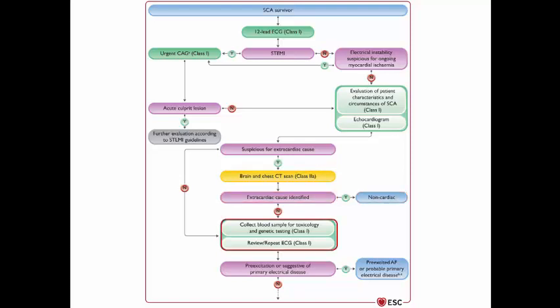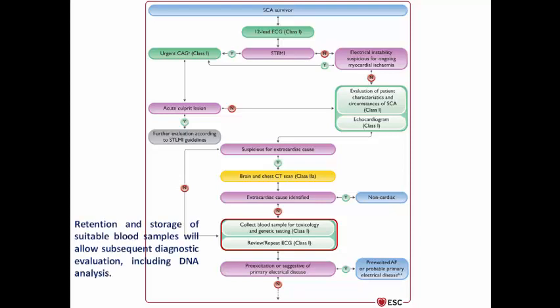If there is no extra cardiac cause, collect blood samples for toxicology and genetic testing, and repeat and follow up the ECG. We need retention and storage of suitable blood samples that allow subsequent diagnostic evaluation, including DNA analysis. If there is evidence of pre-excitation in the ECG after exercise or any suggestion of primary electrical disease, treat it accordingly. And if there is pre-excited AF, we need to consider catheter ablation for the accessory pathway.